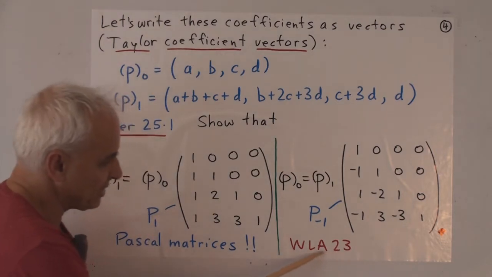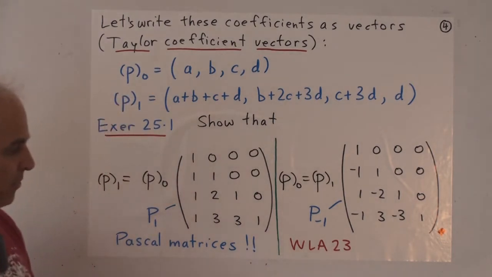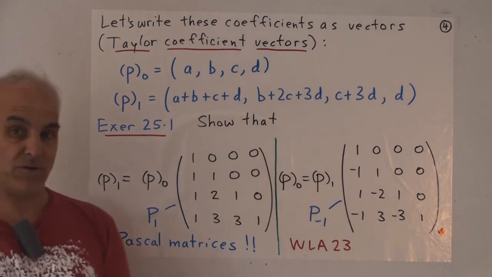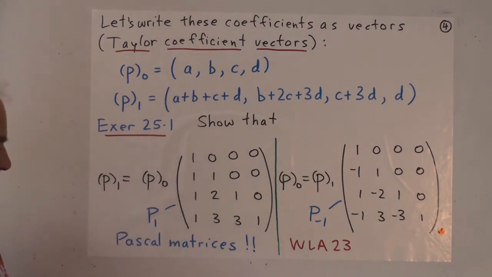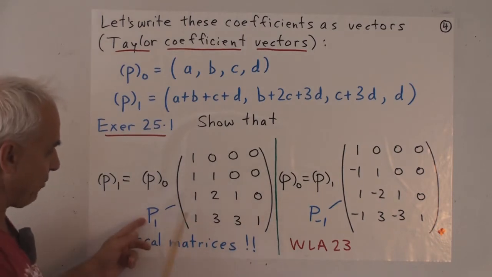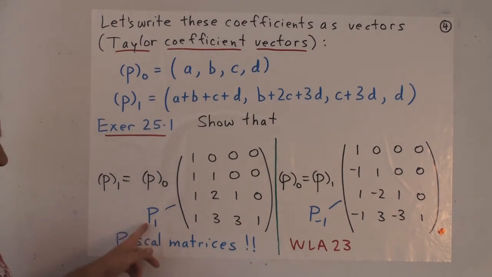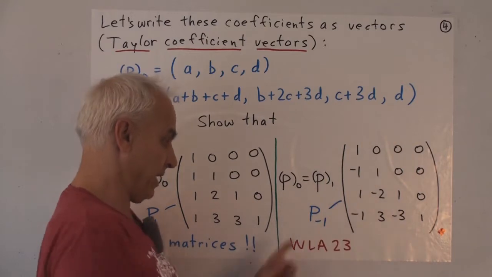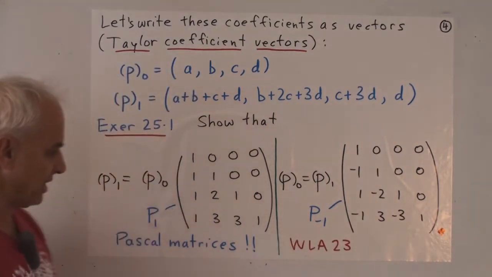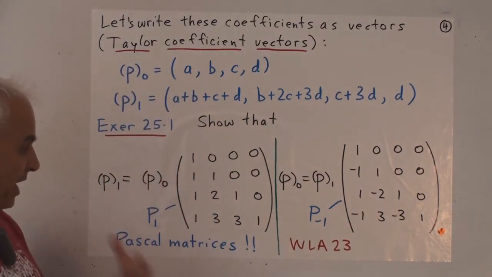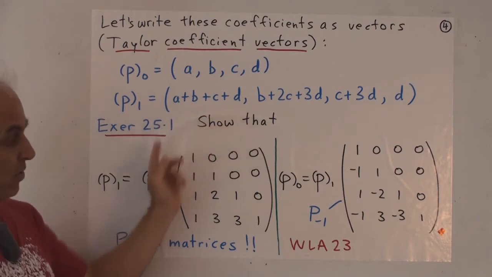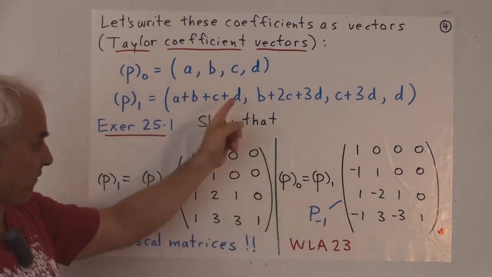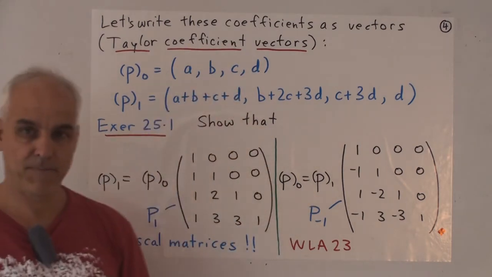These matrices appeared in our Linear Algebra 23 lecture, just a few lectures ago, although it's been probably more than a year since we did that. And let's give this thing a name. We called it P sub 1, so capital P sub 1, and this matrix we'll call P sub minus 1. So these are Pascal matrices, and they are the things that encode how to go from this Taylor coefficient vector to this one, or inversely, how to go from this one to this one.